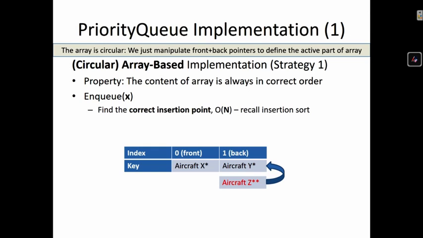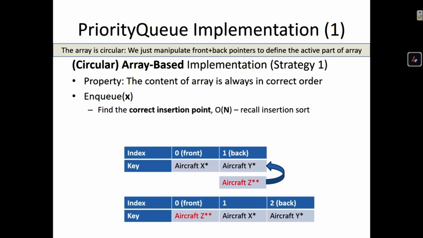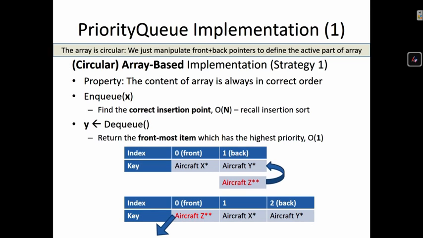So what do you do? You advance your back pointer and then, like how you do insertion sort, you start moving items to the right until you find the correct spot to insert aircraft Z. In this case, I will move Y and X to the right by one, and then aircraft Z will be added to the front. So that's enqueue. How about dequeue? Dequeue in this particular implementation is easy. You just return the frontmost item because that's the one of the highest priority, then you just advance your front pointer.